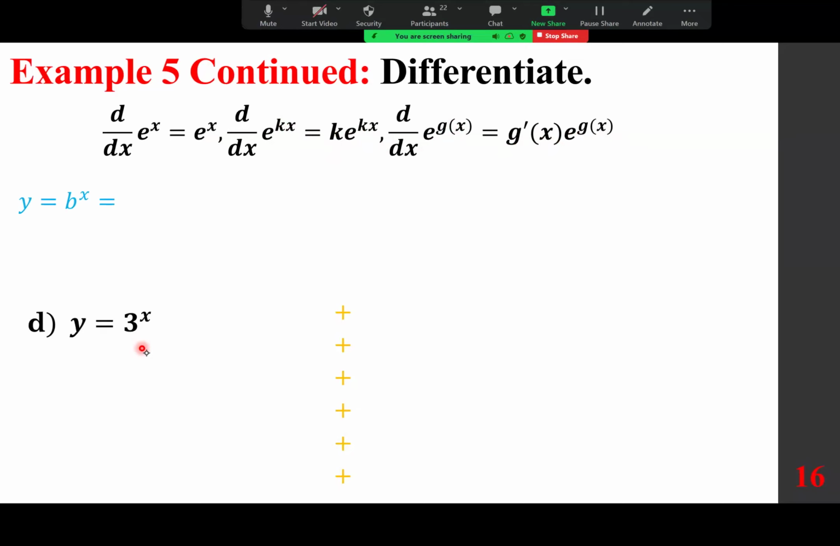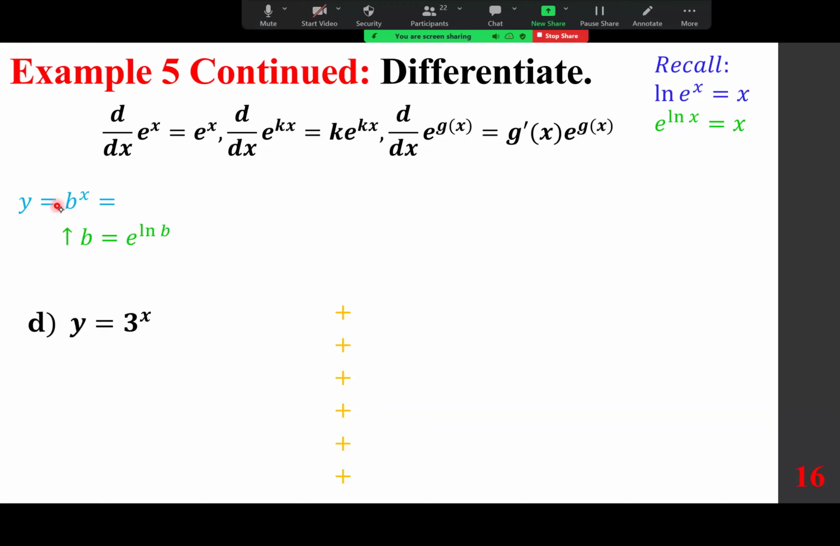Well, let's look at the general format. y equals b to the power of x. The base is no longer e. Reminding you of a couple of logarithmic properties. ln of e to the power of x is x, e to the power of ln x is x, and we are going to use this format and replace the b with e to the power of ln b. e to the power of ln x is x, so e to the power of ln b is b.